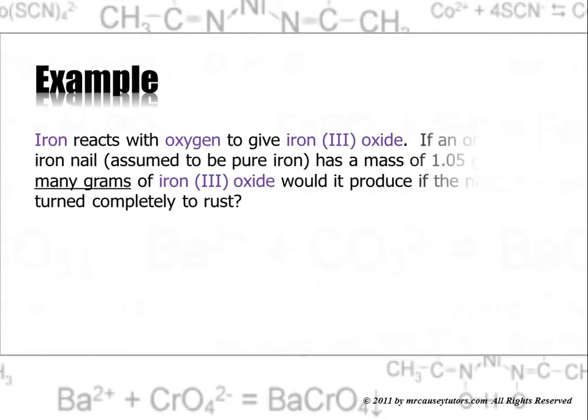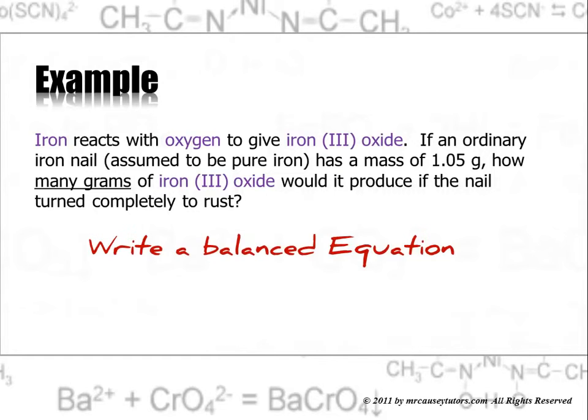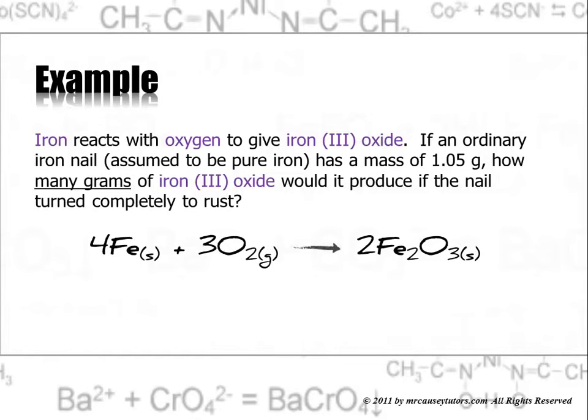Let's do an example. Iron reacts with oxygen to give iron 3 oxide. If an ordinary iron nail, assumed to be pure iron, has a mass of 1.05 grams, how many grams of iron 3 oxide would it produce if the nail turned completely to rust? Now the first thing you want to do is write a balanced equation. So that's what I'm going to do. There's the equation, and there it is balanced. Two skills that you have to be sure you know here: you know how to write the symbols and formulas for the compounds and the elements, and you also need to be able to balance the equation, right?